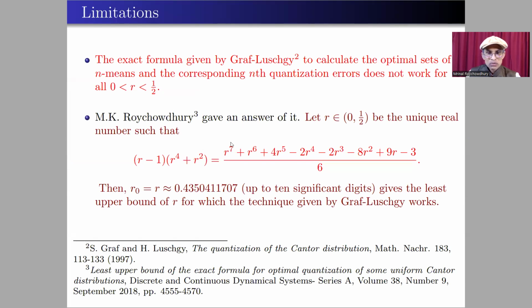To know more details about this, here is the paper: M. Roy Choudhury, "Least upper bound of the exact formula for optimal quantization of some uniform Cantor distributions." It was published in Discrete and Continuous Dynamical Systems, Series A, in 2018, more than 20 years after Graf-Luschgy's result.